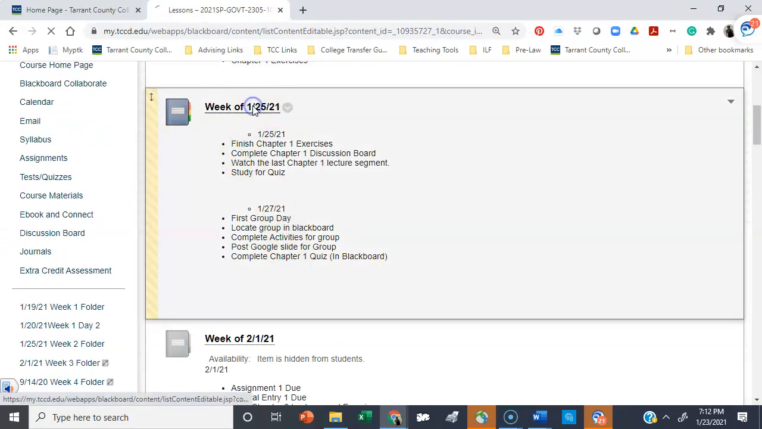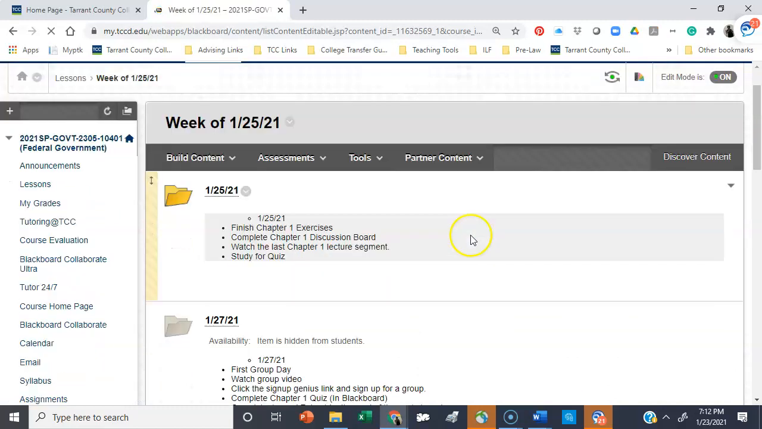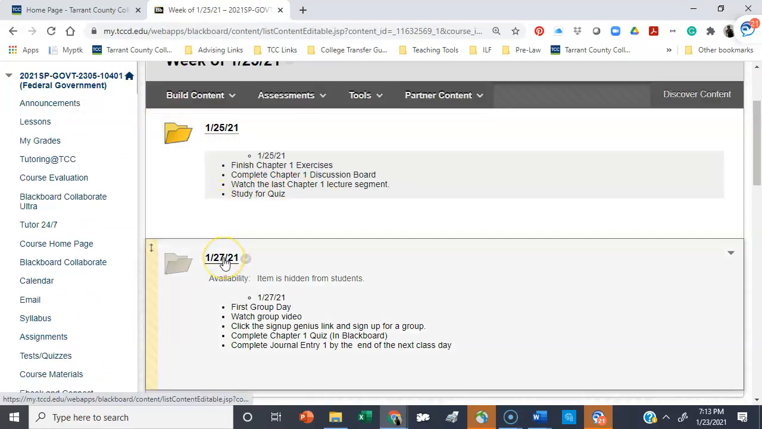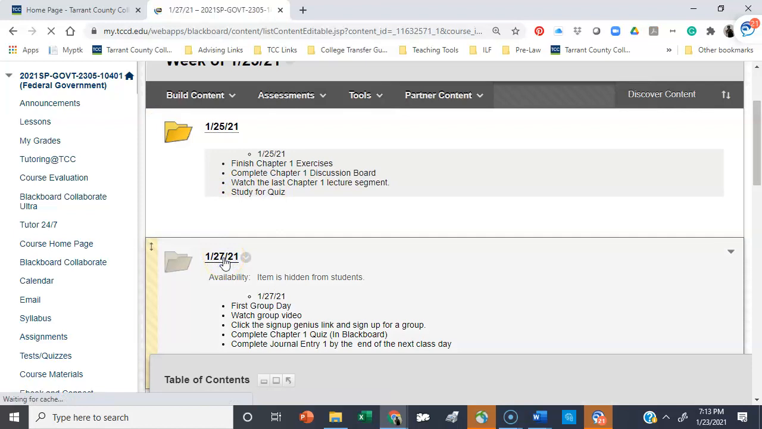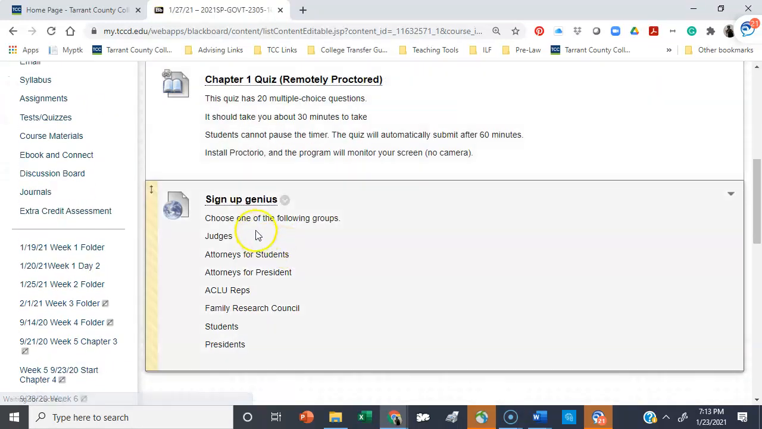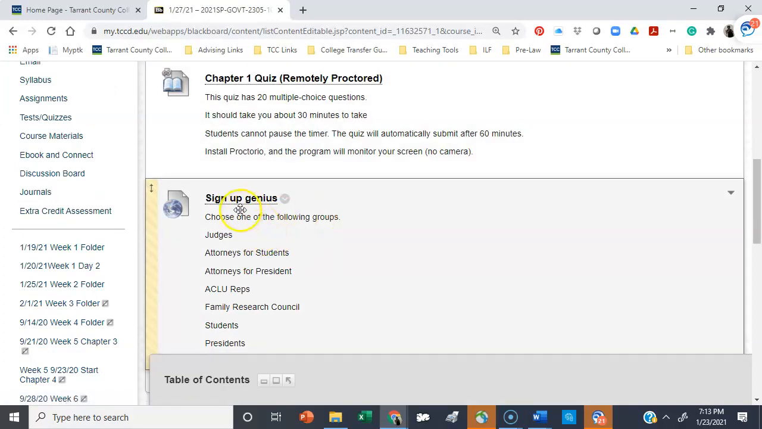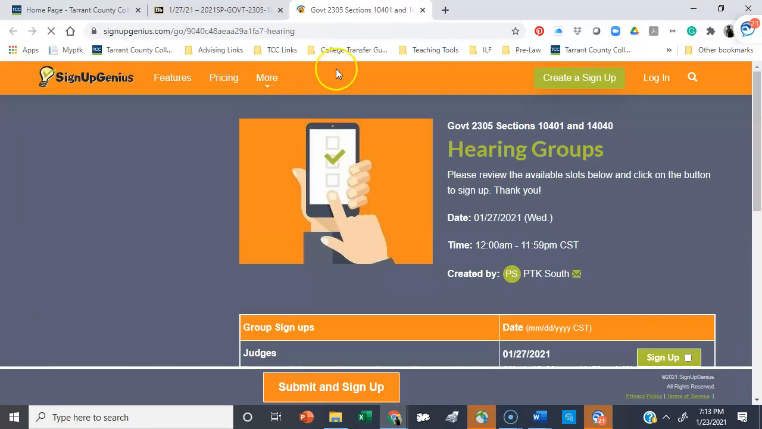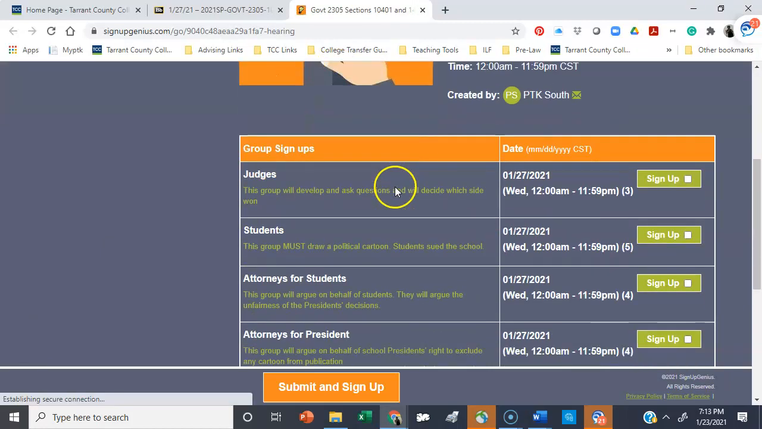So here we'll look. This is week of 1/25 as an example. And 1/27, it is the group day. And there is the Sign Up Genius with the categories. Let's go to it so that you can see what it looks like and what you should expect to see. So you will pick the group and you will sign up.